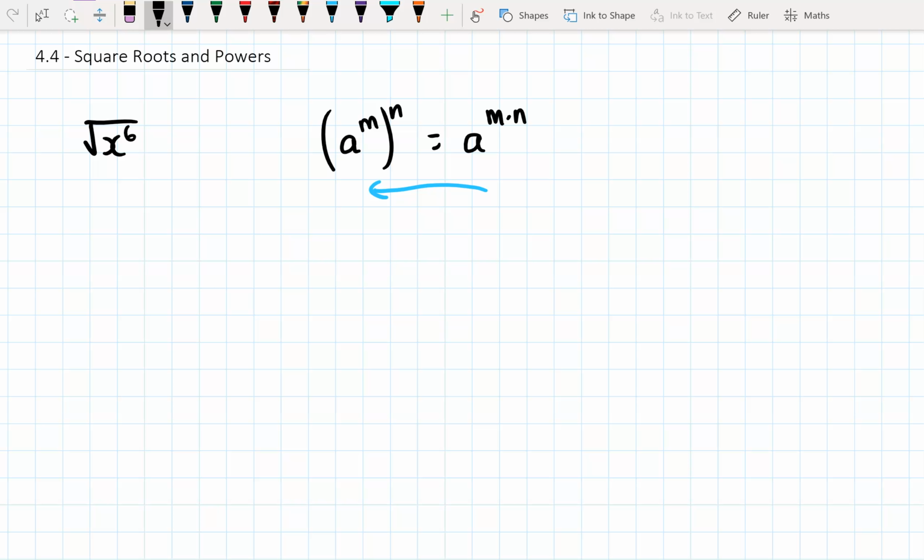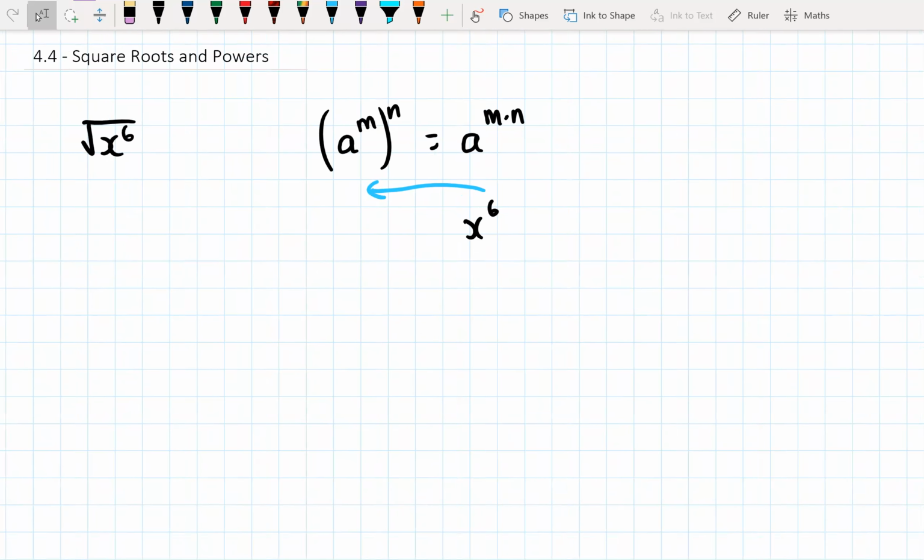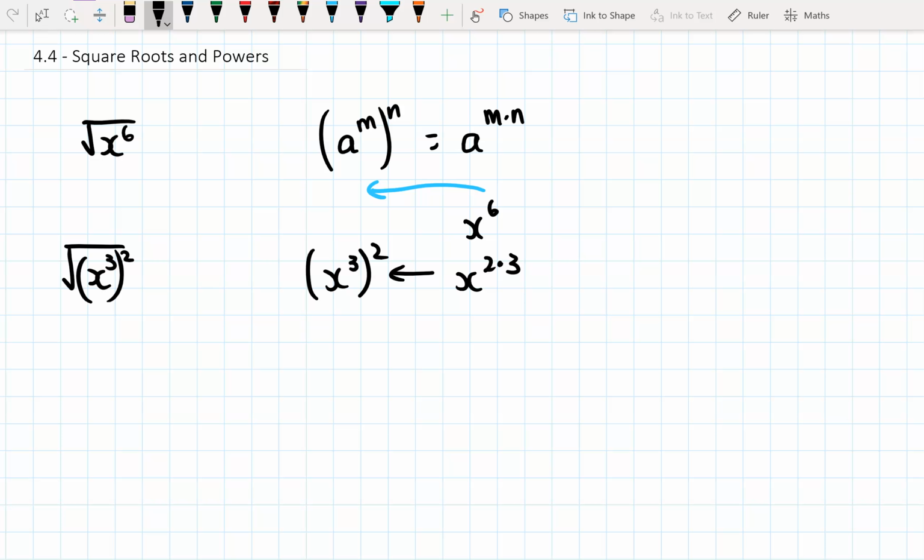So in our example here, we have x to the power of 6. Now x to the power of 6 can be written as x to the power of 2 times 3, so that's a little bit easier. If instead of x to the power of 6 we have x cubed squared, then it's much easier to find the square root of that. So now we have the square root of x cubed squared.